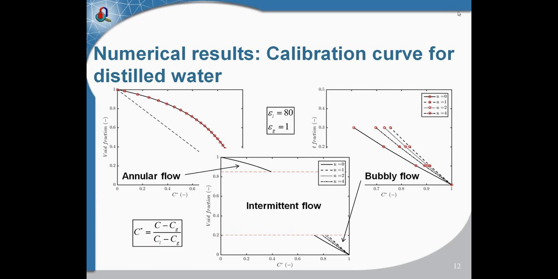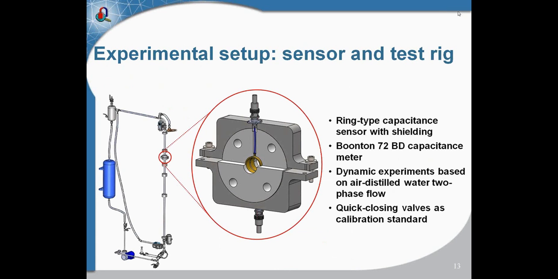And in order to compare the numerical calibration curves to experimental results, a sensor based on the proposed design parameters as given on one of the previous slides, and a so-called two-phase test rig was designed. And both of them are illustrated here on the next slide. Here on one hand you can see a CAD drawing of the test rig, and also of the ring type capacitance sensor.